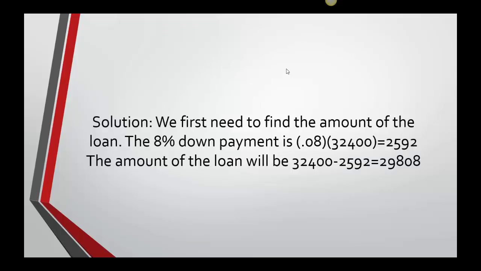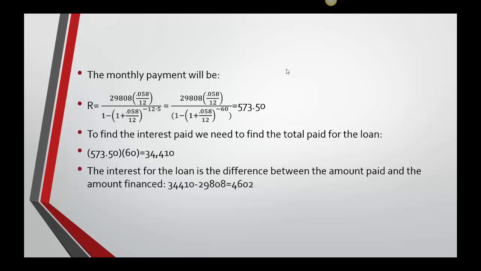So 8% of $32,400 comes out to be $2,592. When we subtract that from the price of the car, we get $29,808. So that would be our loan amount. All right, so I'm going to go back to the formula we had earlier, just switching things up. $29,808 is my P, 0.058. That's from changing the 5.8 over to a decimal. It always is 12, and this time it's 5 years for the financing.